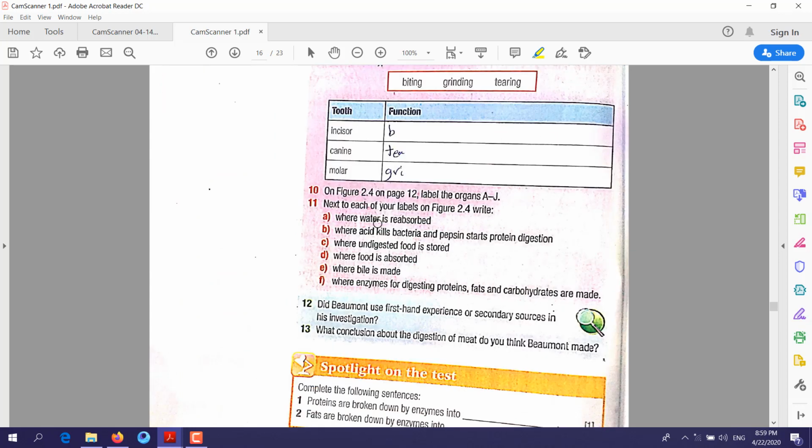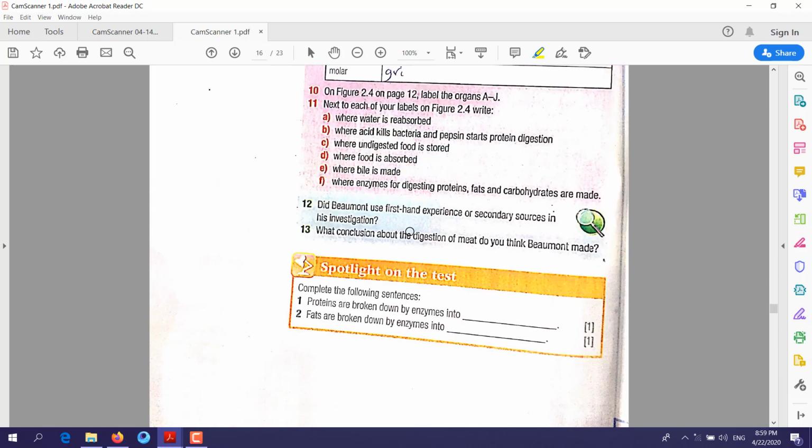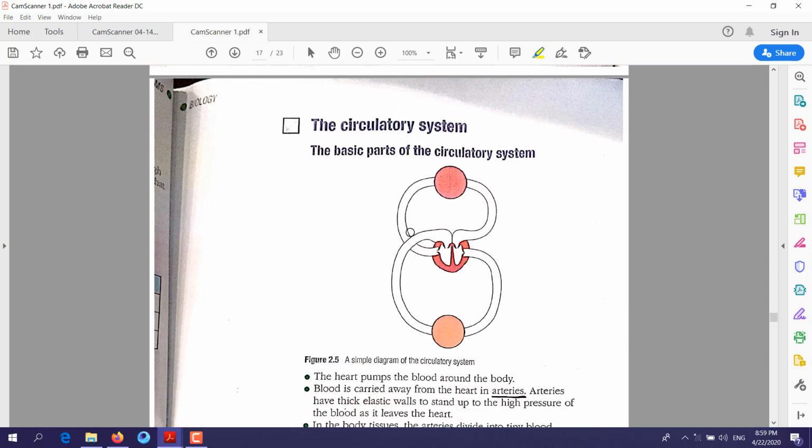So try to solve these questions by yourself depending on what I just explained.